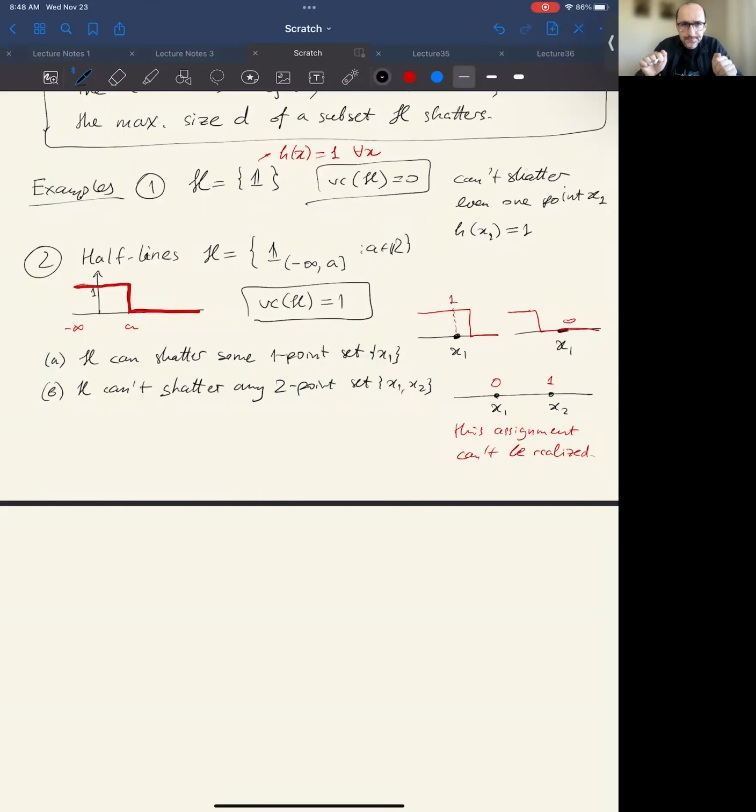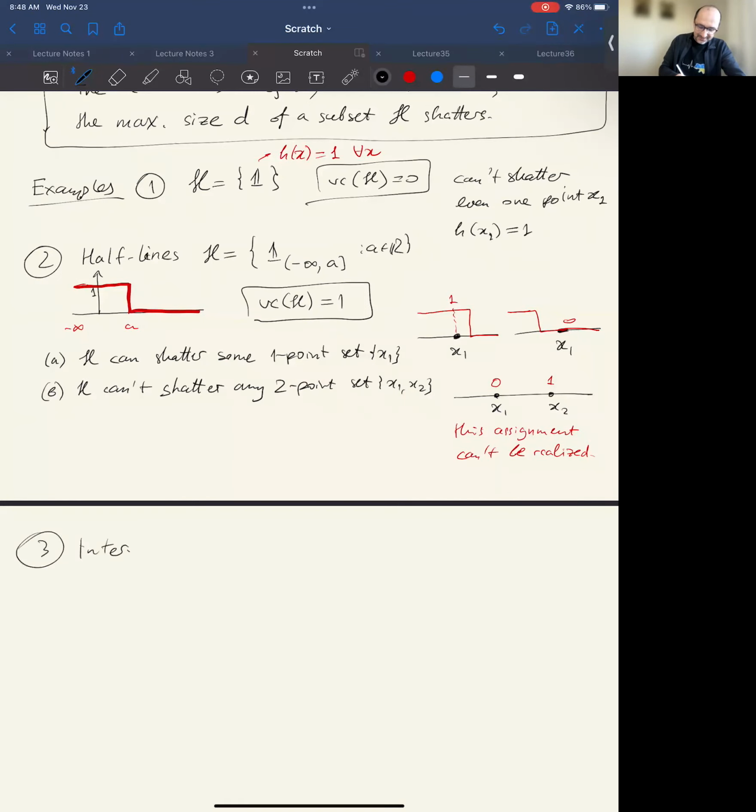Is this clear? It will take you a little while to get used to this definition. The best way to do this is to do the homework, or go over these examples again.